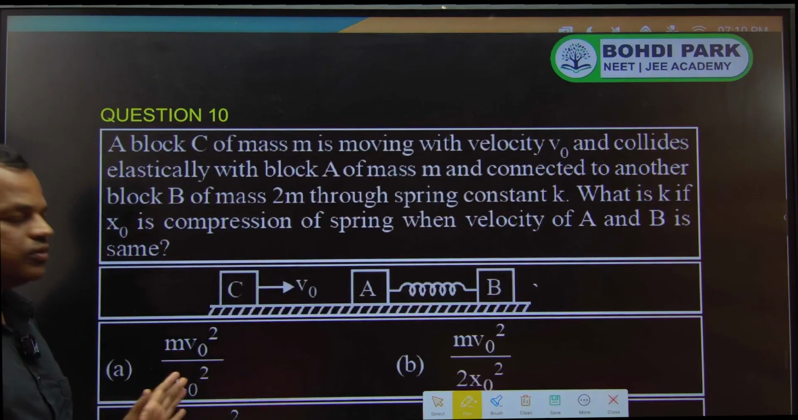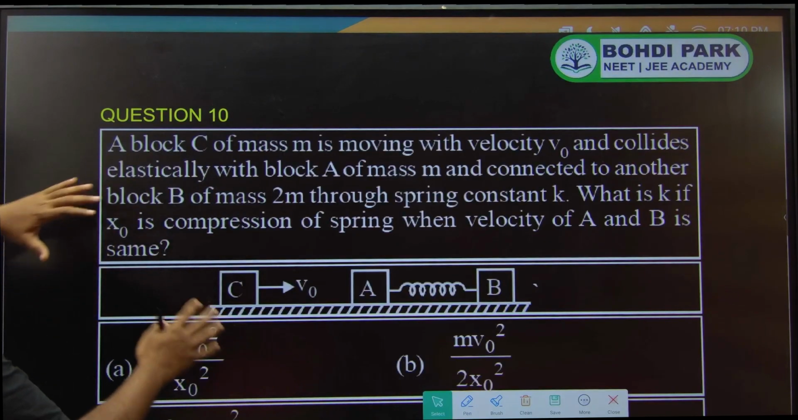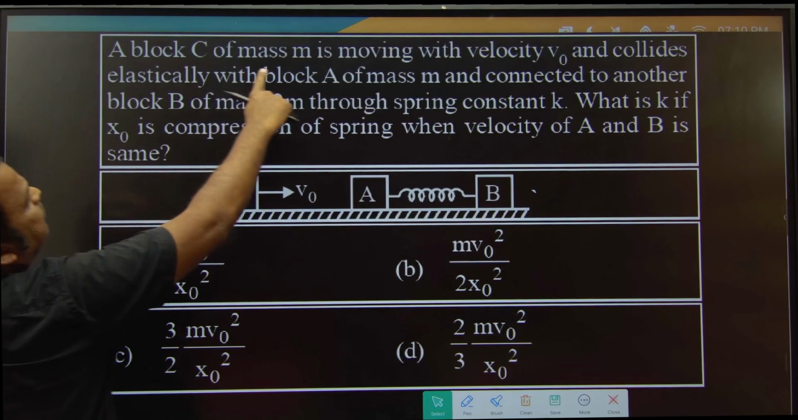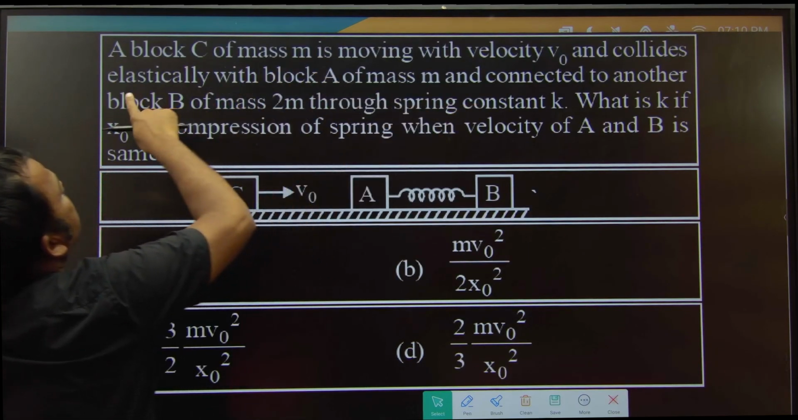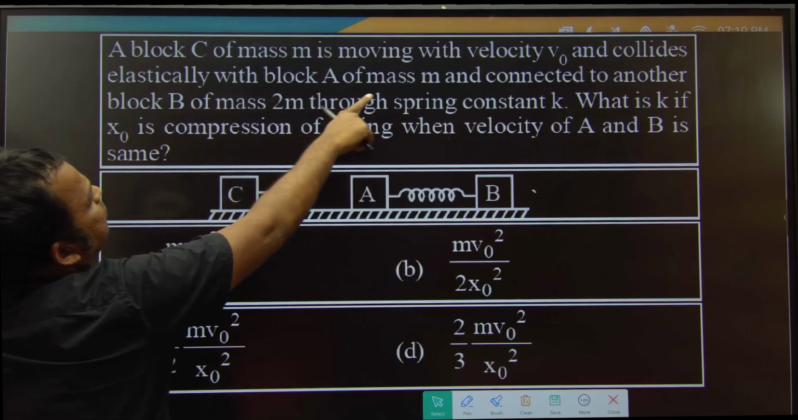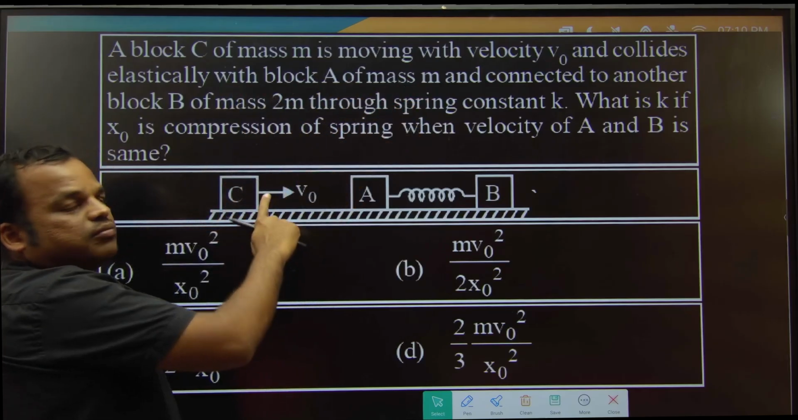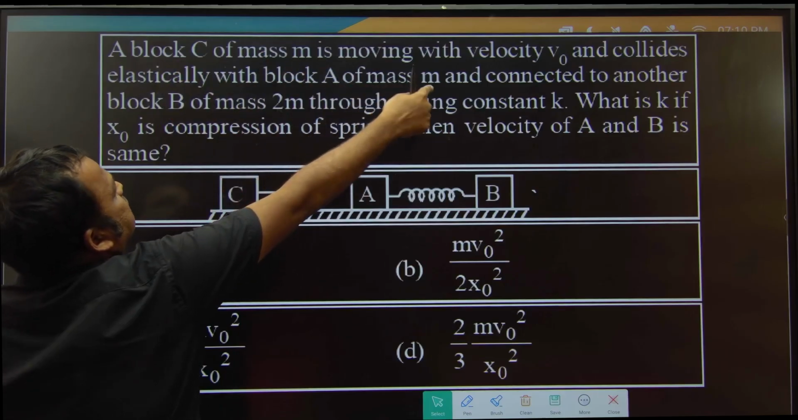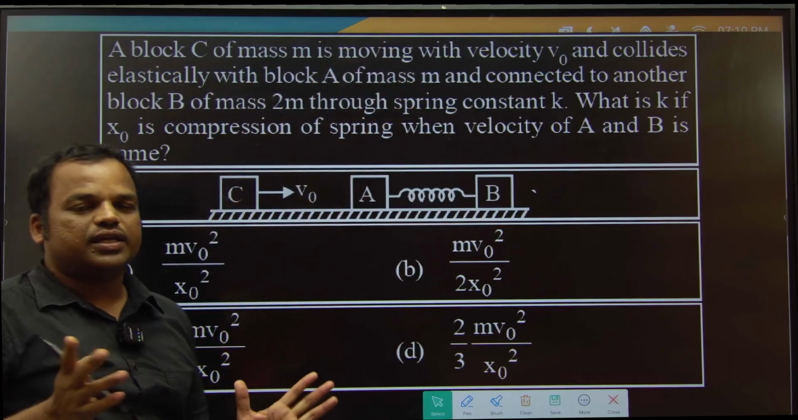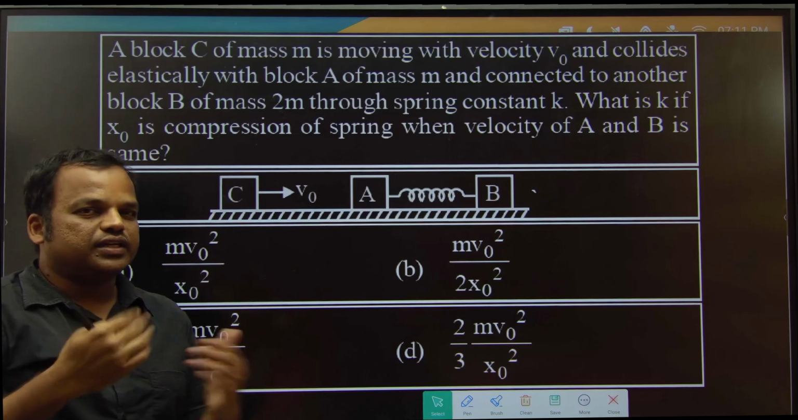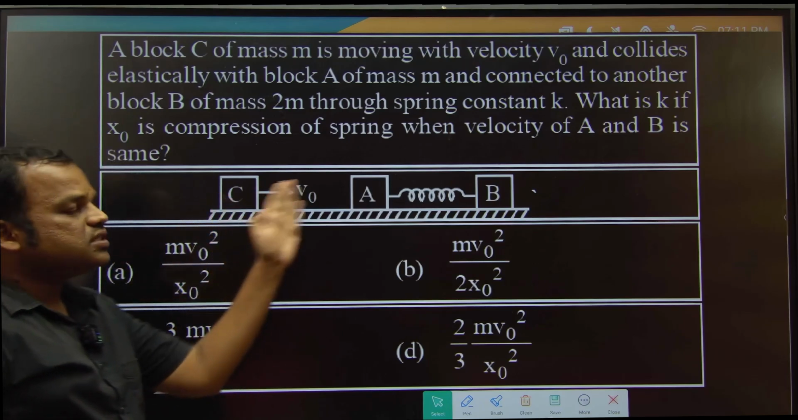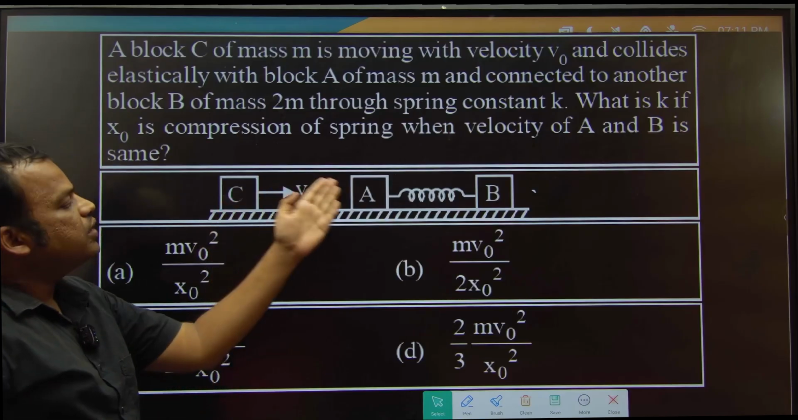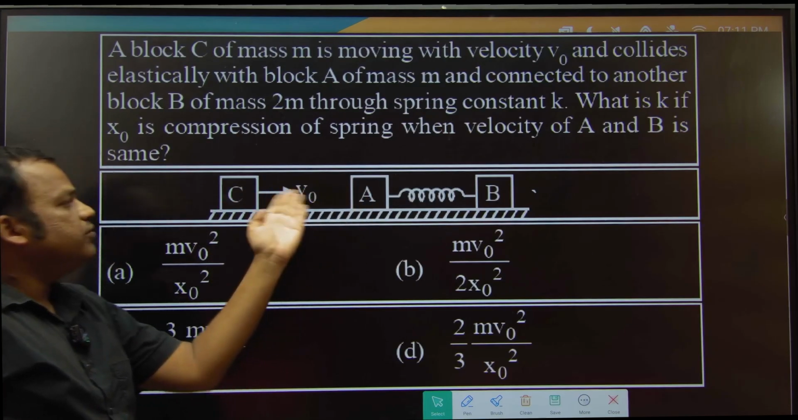Let's read the question first, because we have to check the options also. Block C of mass m is moving with velocity v0 and collides elastically with block A of mass m. That means both have identical mass. C of mass m, A of mass m. So when an elastic collision happens, the velocities get interchanged. Clear? So just after collision with A, the velocity of C becomes 0 and the velocity of A becomes v0.